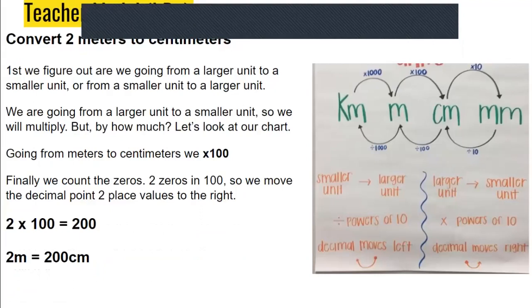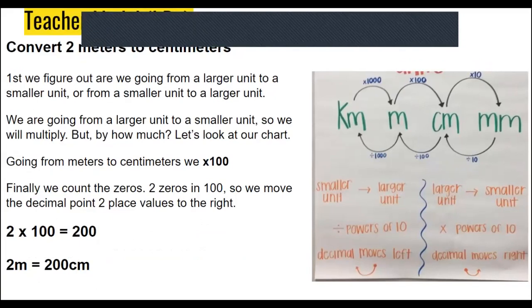All right, so let's convert 2 meters to centimeters. First, we figure out if we're going from a larger unit to a smaller unit. We're going from a larger unit to a smaller unit, so we will multiply, but by how much? Let's look at our chart. Going from meters to centimeters, we have to multiply by 100.